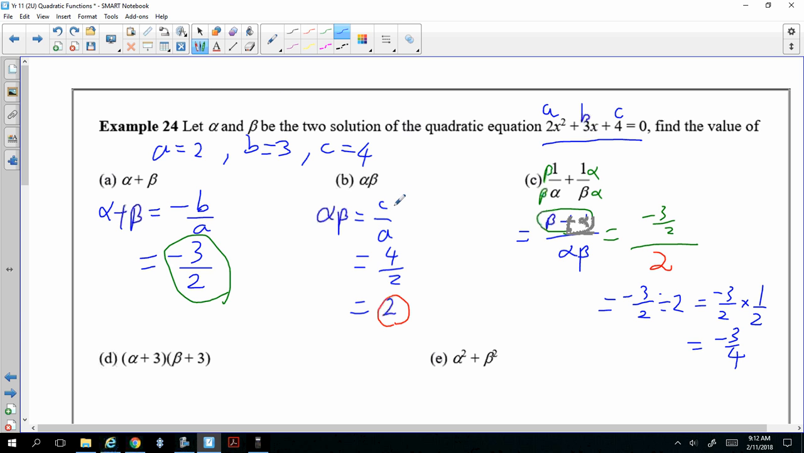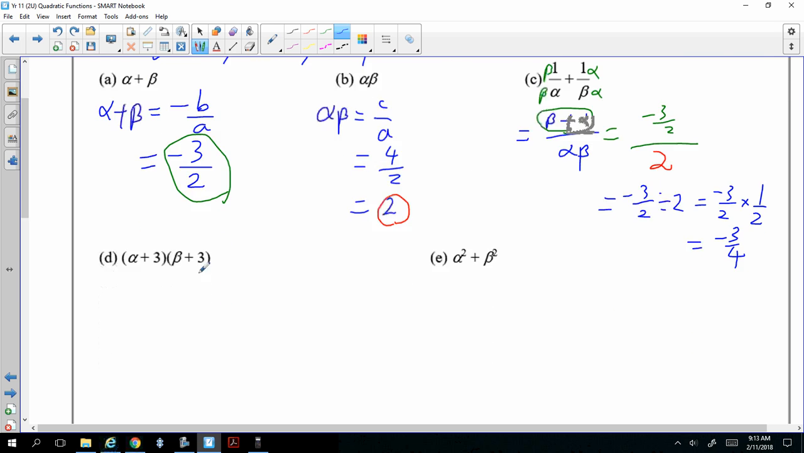Okay, all right, there's still important questions. How about the next one? What should we do? Expand it. Let's see what we get. Alpha times beta. We're on page 21. Okay, thank you. All right. So alpha beta, 3 alpha plus 3 beta plus 9.